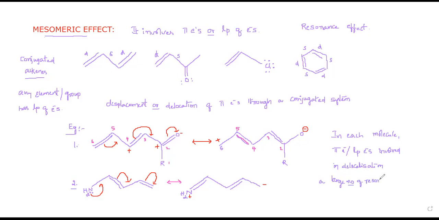hence this is also called a resonance effect. This gives resonating structures. As it is possible to give the resonating structures, hence it is also called a resonance effect. As you know, resonance is the same representation of a molecule. One molecule cannot be explained in terms of one Lewis structure. It may need more than one or two Lewis structures, minimally at least two. Next I will go with the types of mesomeric effect.